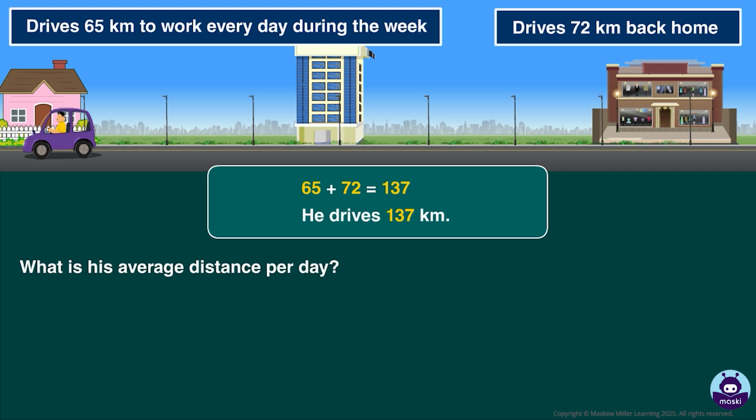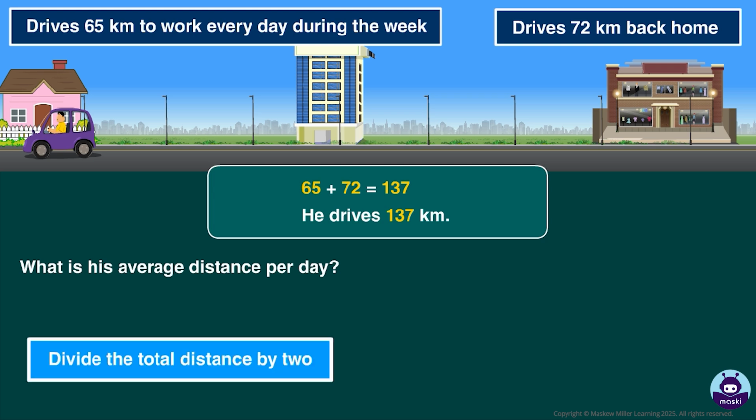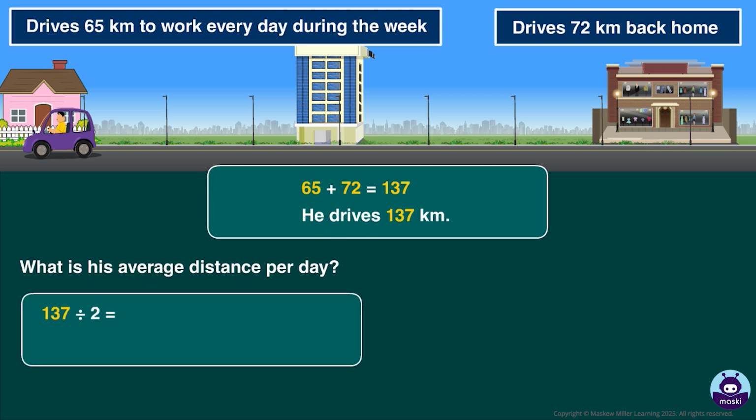To get the average distance, let us divide the total distance by 2 because he drives 2 times in one day. 137 divided by 2 equals 68.5. His average distance per day is 68.5 kilometers.